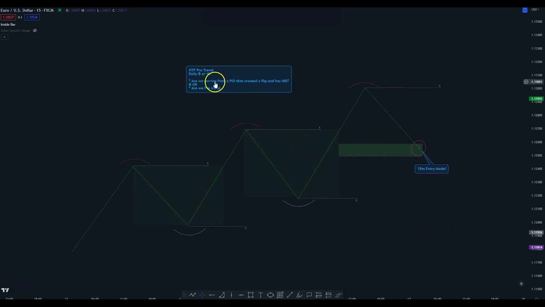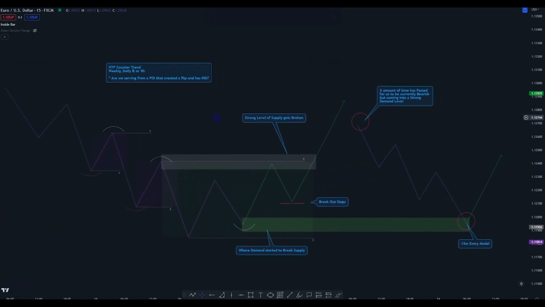I also have, are we serving from a point of interest that created a flip and has inducement? All that good stuff, pro trend as well, because that's still great. This has been flipping levels, and we've got inducement, we've got a point of interest, and we're pro trend. It's even stronger, so that's nice. But I'm happy to just simply go with range and swing structure, order flow.